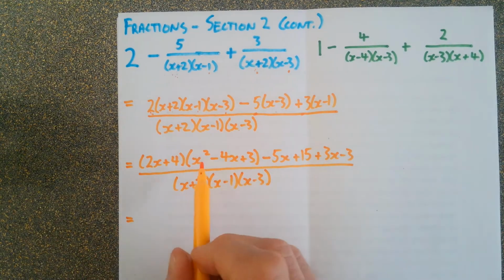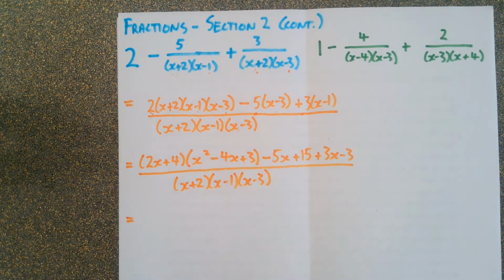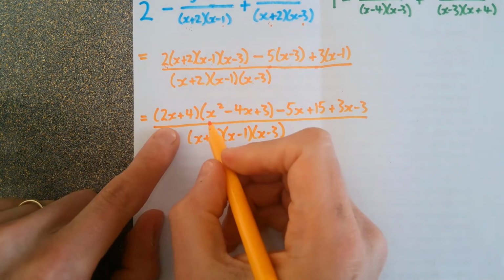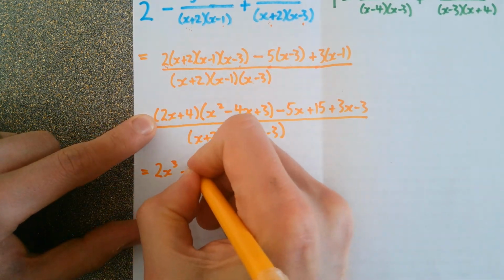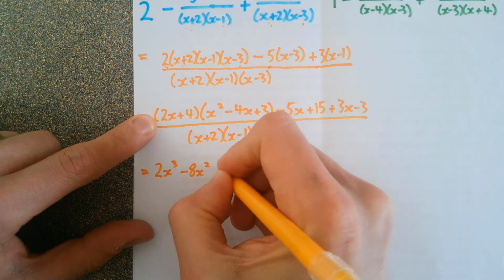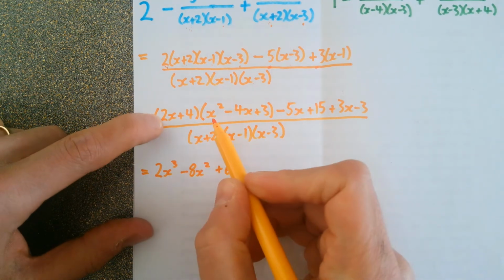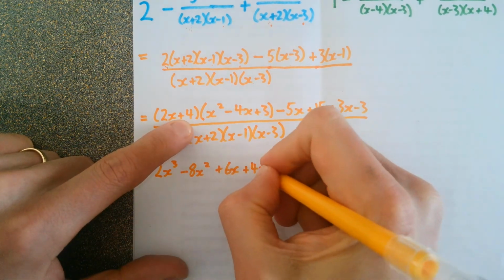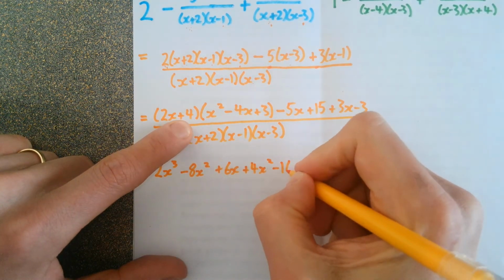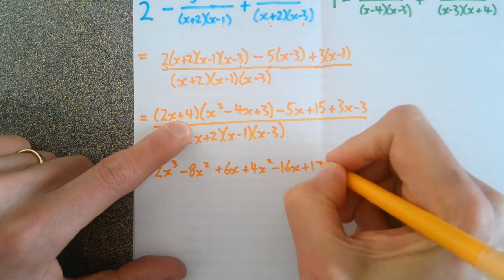And now I can expand these out. And again, you can draw a grid on the side if you want, and I'm going to do it sort of just kind of longhand. So I'm going to get 2x cubed minus 8x squared plus 6x. So that's multiplying everything in this bracket by 2x, and then everything in this bracket by 4. So plus 4x squared minus 16x plus 12.